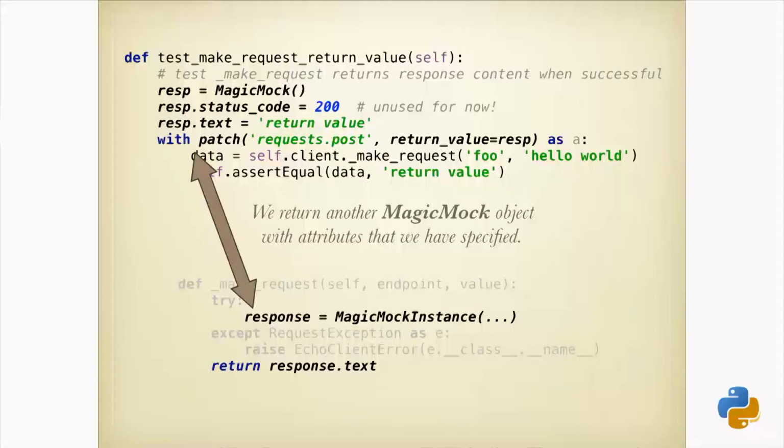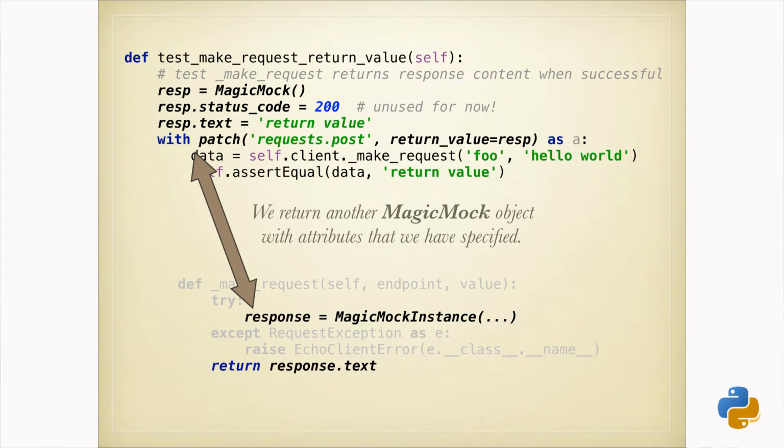So we can use the same technique to provide return values. So in this case, we want to test that our request.post call returns something useful to the rest of our application code. So in this case, we're explicitly instantiating a magic mock object. And over here, we're dynamically applying some attributes to that.